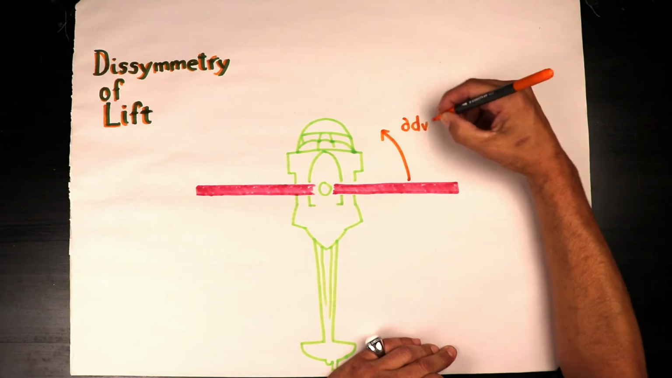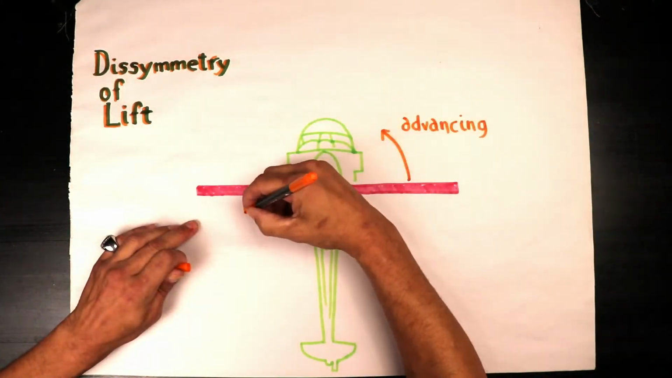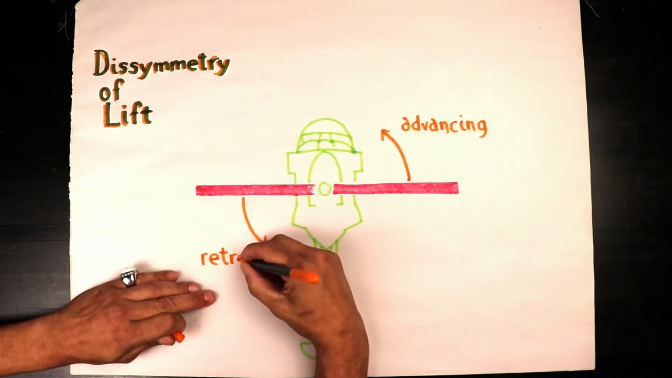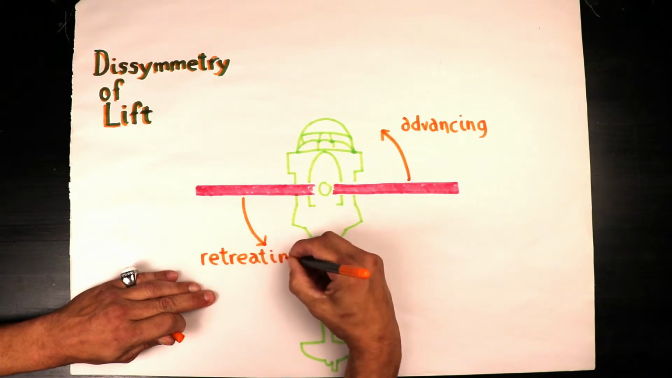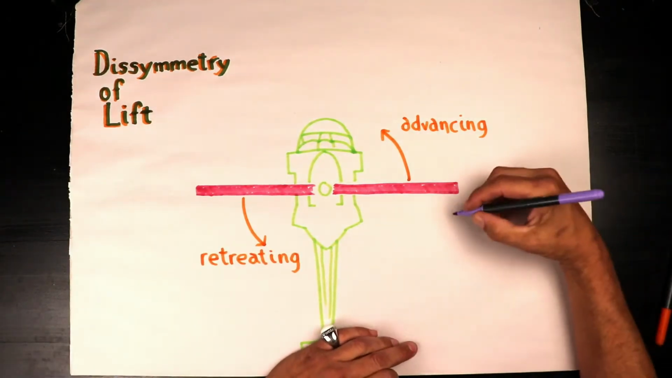So the blade on this side is your advancing blade. This blade here is going to be moving into the wind. The blade over here on the other side, we call this the retreating blade because it's actually moving away from the wind. So you got advancing blade, retreating blade.